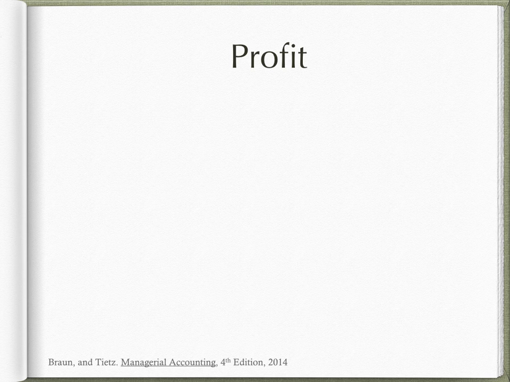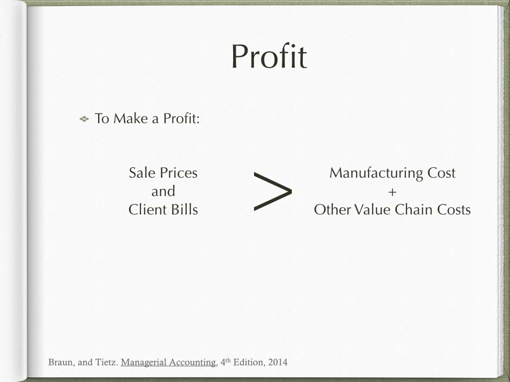In order for a company to make a profit, they must set prices that are above manufacturing costs plus the company's operating costs in other aspects of the value chain as well. If the sale price is equal to the manufacturing plus other value chain costs, then the company will break even, meaning that they will not receive a profit or a loss. However, if the prices are set below the total cost for all aspects of the value chain, then the company will be operating at a loss.